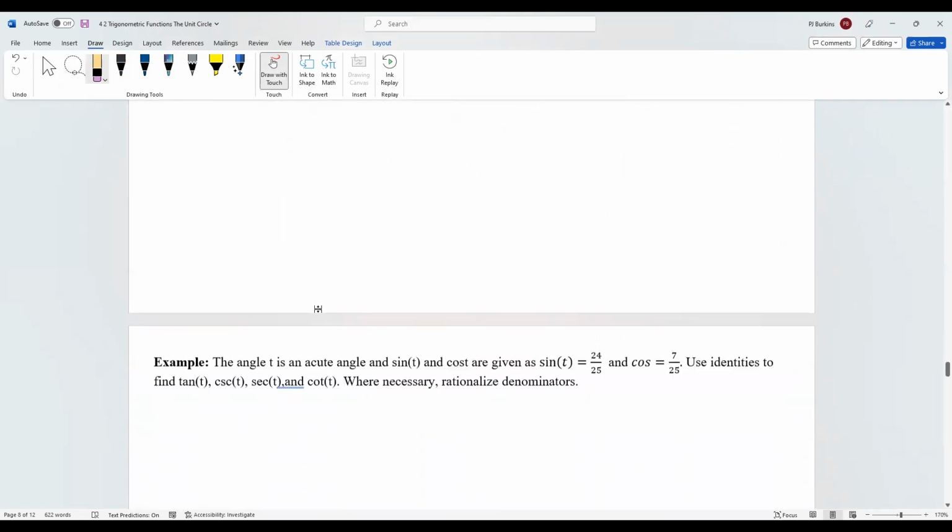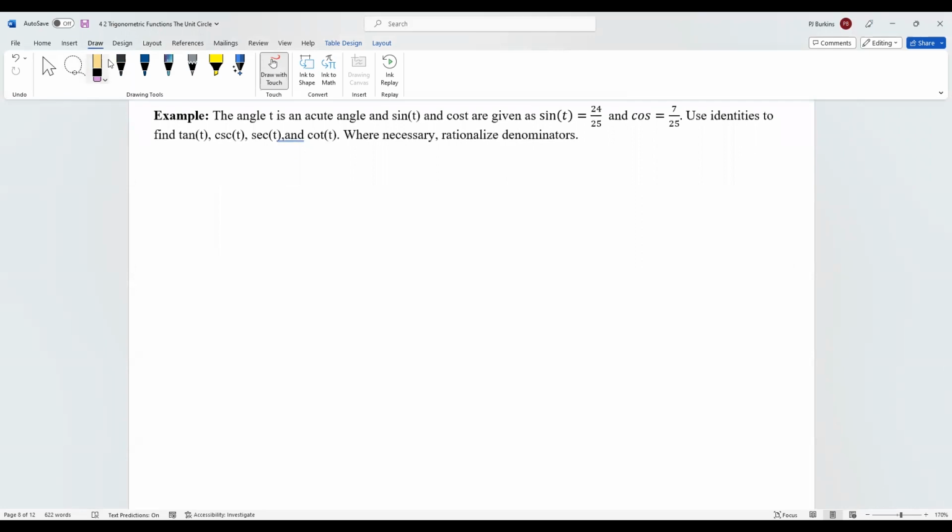So how can we use these? So here's an example. It says the angle T is an acute angle and sine of T and cosine T are given as the following. Use identities to find tangent, cosecant, secant, and cotangent. Where necessary, rationalize denominators. So this is very closely related to what we just did. So we have sine of T is equal to 24/25. We have cosine of T is equal to 7/25.